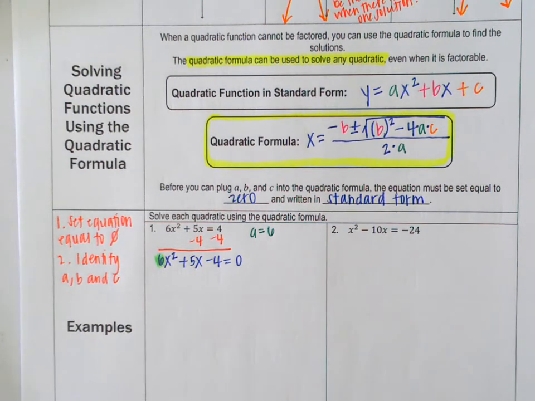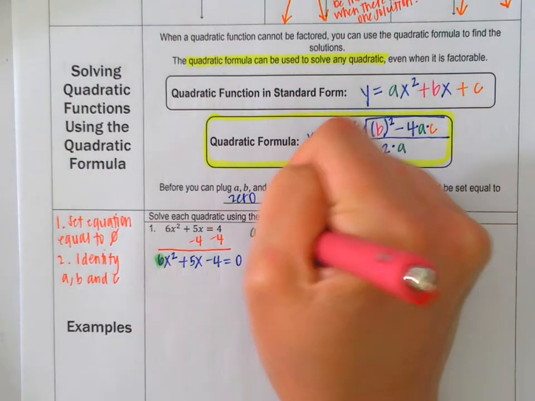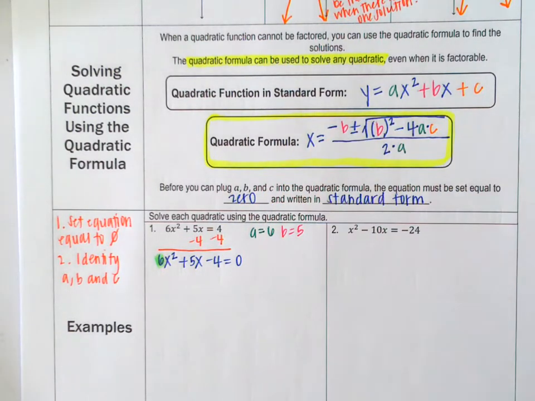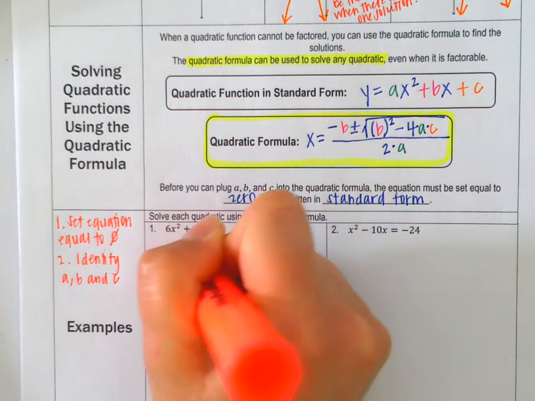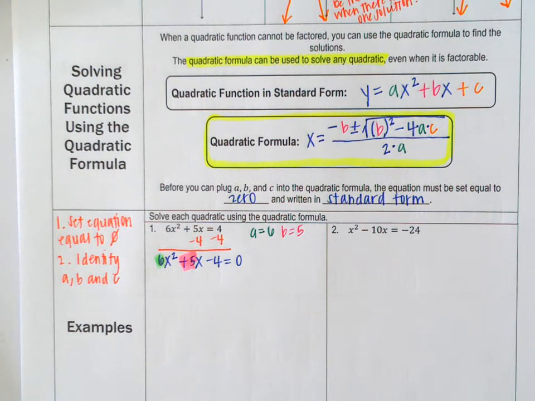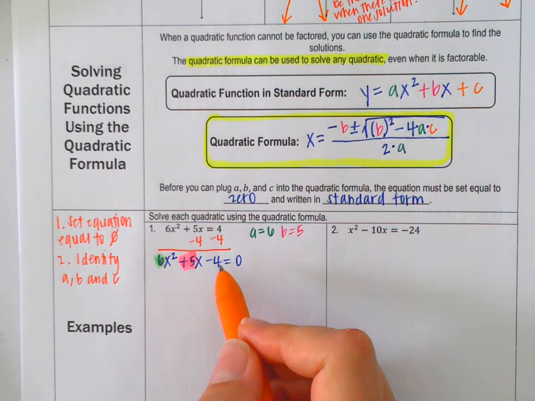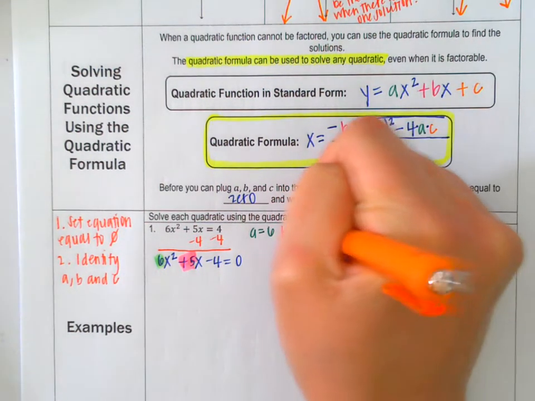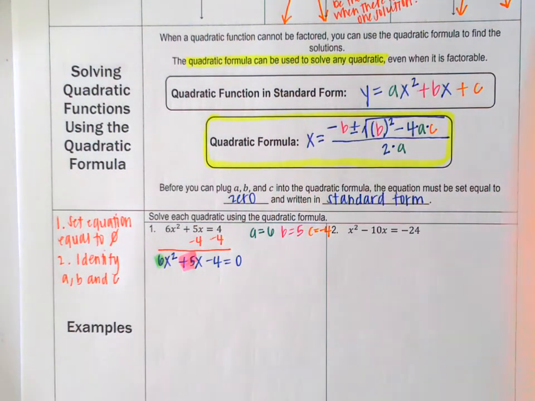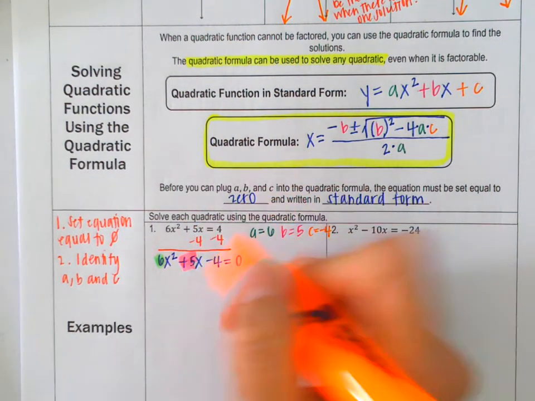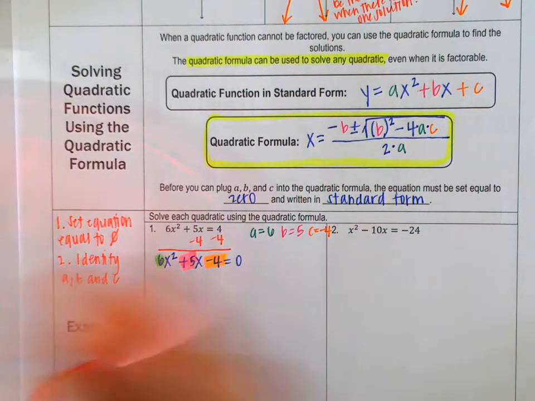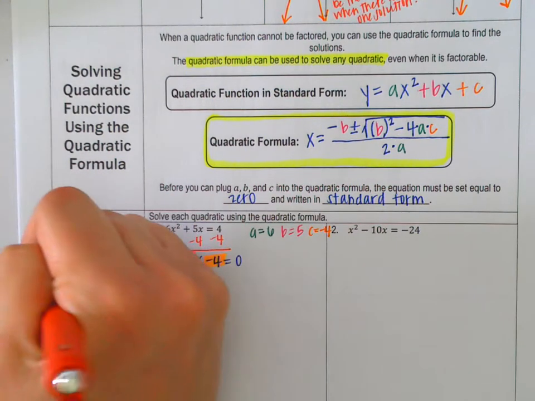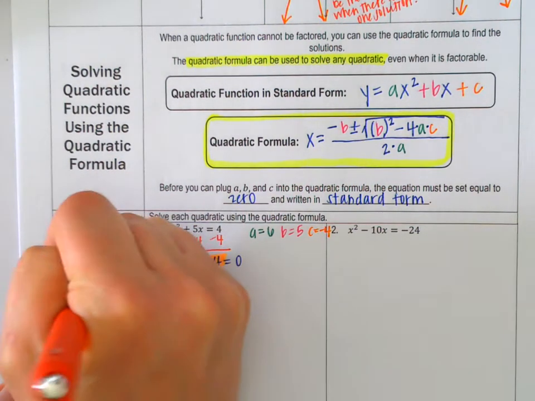B is the number that's attached to x. So B here is 5. Again, B is the one that's always attached to the x. You always bring the sign with it. And then C is the number that's by itself. So C here is -4. It's the number that's always by itself. So now once you've identified A, B, and C, you can just plug into the quadratic formula and simplify.